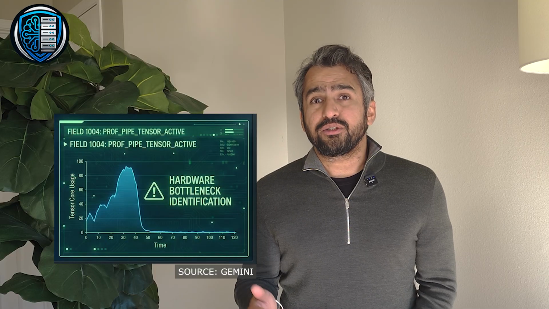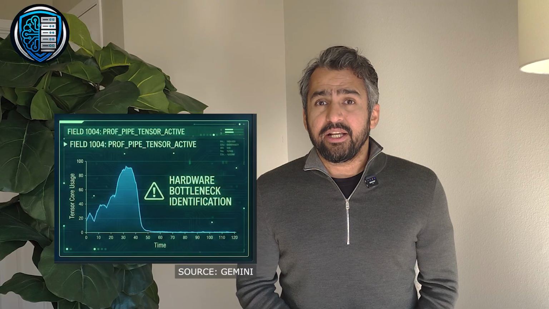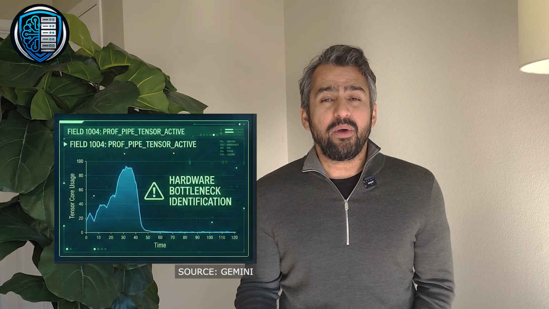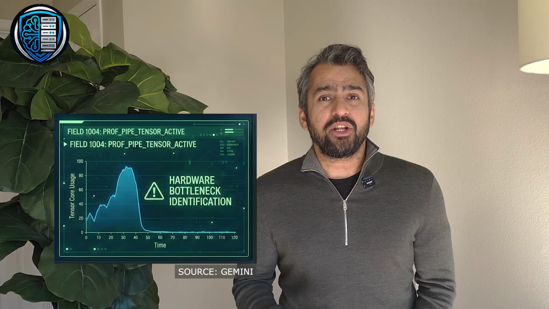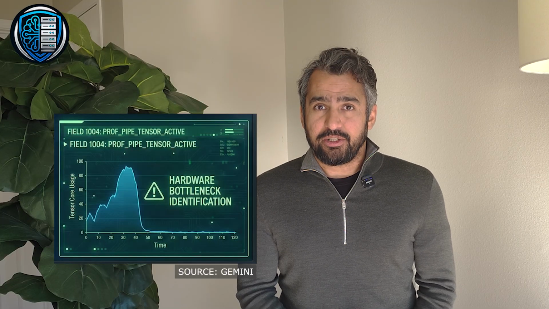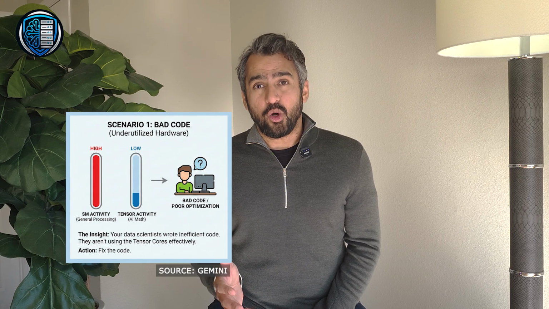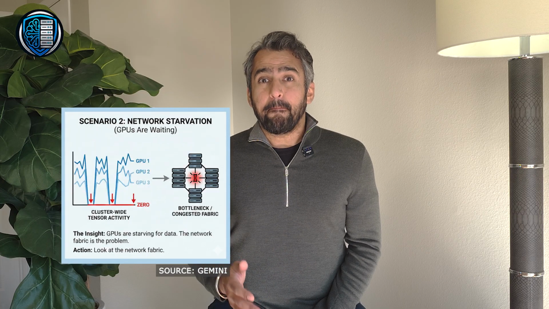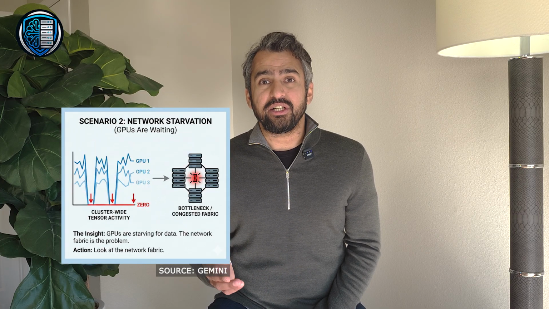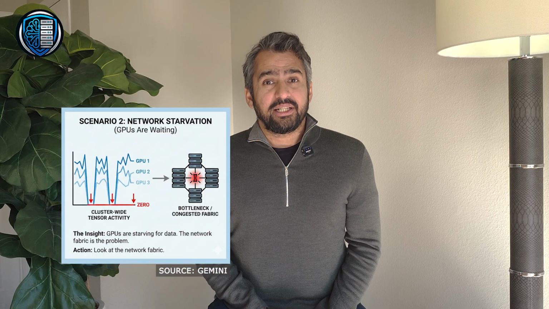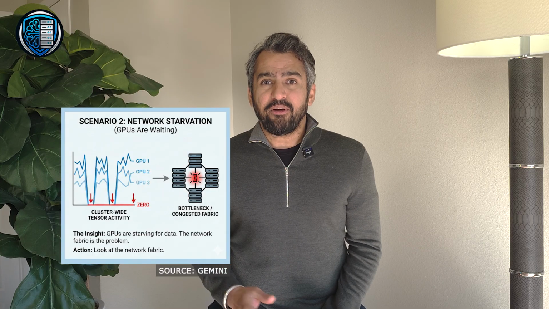Another one is pipe tensor active. Are the tensor cores firing? By monitoring this field, users can gain insight into hardware utilization and identify potential performance bottlenecks in their application. If your SM activity is high, but your tensor activity is low, your data scientist wrote bad code. They aren't using the hardware. But if your tensor activity drops to zero periodically across the whole cluster, that is the network signature. The GPUs are starving, they're waiting for data. That is your cue to look at the fabric.